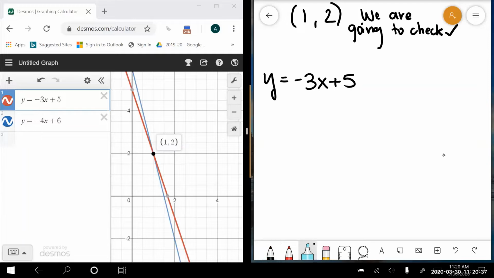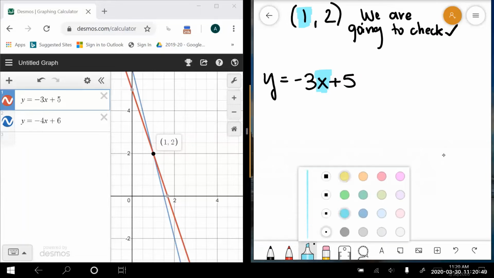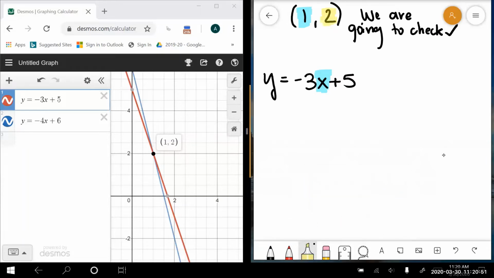So again, I'm taking some color here. I'll plug in x, and I'll plug in y. There's my y value. And I'm just substituting those things in, which in my experience, you guys have become very good at. So I'm plugging in 2 for y, 1 for x. And I just want to make sure that both sides are the same. If both sides are the same, that means it's true. That means we did a good job.